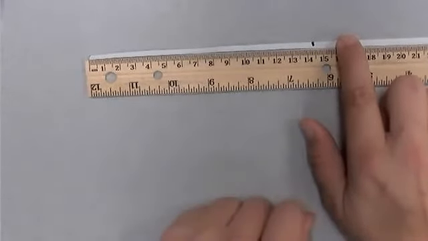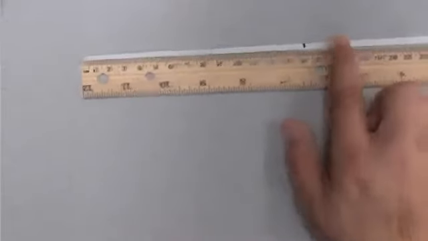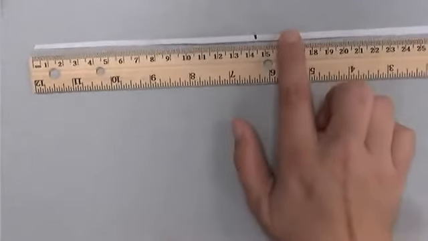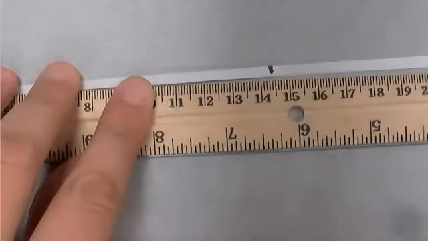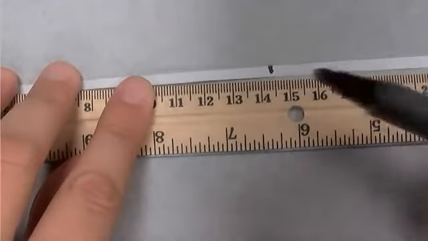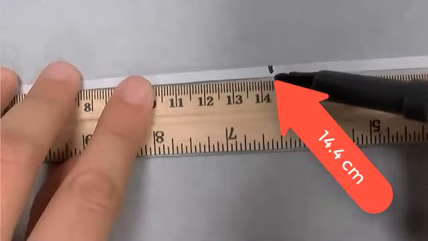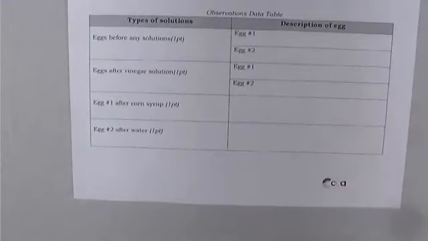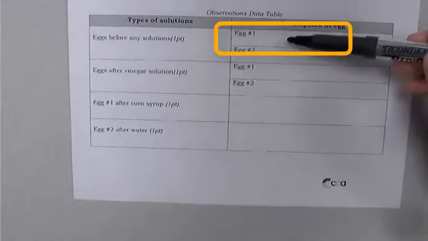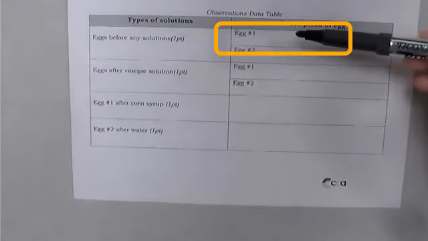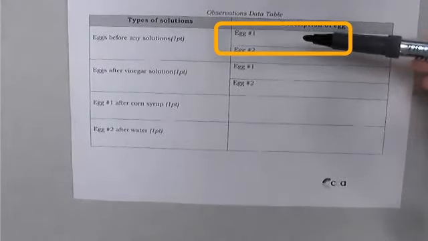So you can see that this mark here, I'm going to zoom in. Okay, when we're zoomed in here, you can see that this mark is not quite at 14.5, it's at about 14.4 centimeters. So when you're recording data in your lab, here in your document for egg number 1, if this was my egg, I would be recording 14.4 centimeters.